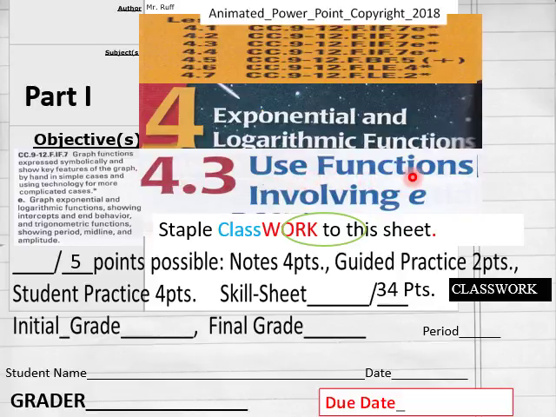4.3, use functions involving e. So we got 34 points here of a skill sheet of classwork, and we got 5 points of notes here for your note-taking guide. Email me for that. And this will be part 1. Here are the standards for this lesson.